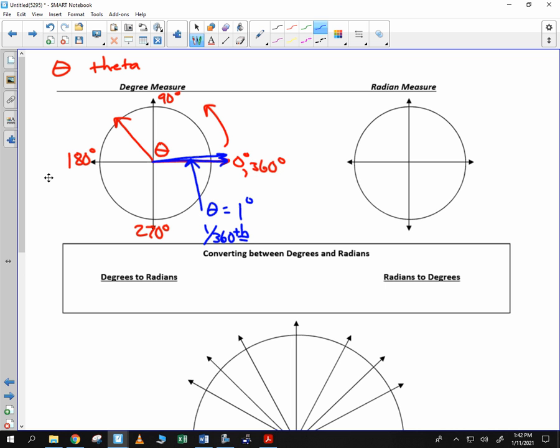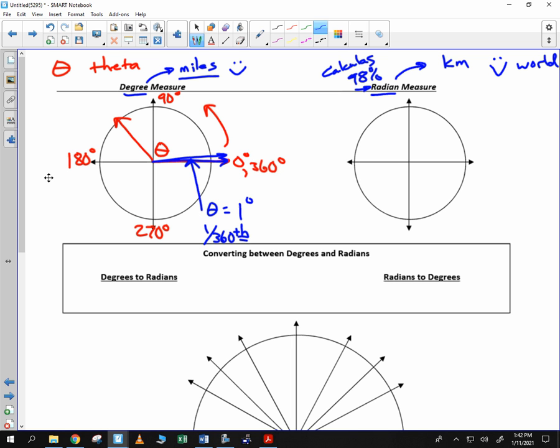Now, the best way for me to explain to you about degree measure and radian measure is that degree measure is kind of like miles, and radian measure is kind of like kilometers. The fact is that we like miles, but kilometers makes a lot more sense to the rest of the world. And you might be very used to degrees, but in math, radians works a lot better. In fact, in calculus, I would say that 98% of the time we work with radians. Very rarely do we ever use degree measurement.